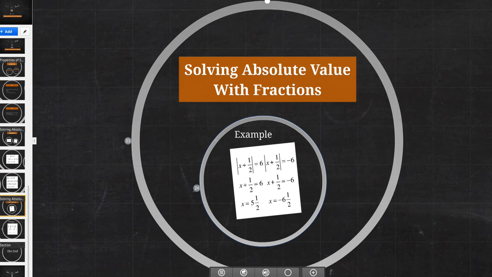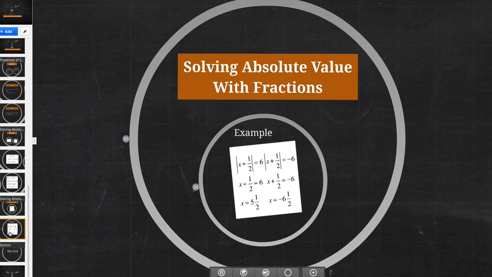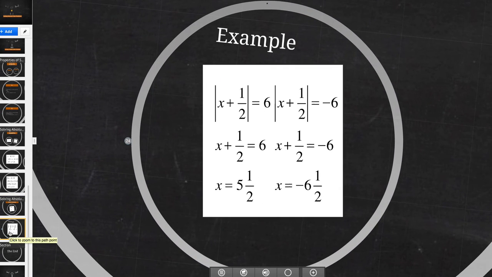Solving absolute value with fractions. The absolute value of x plus 1/2 is equal to 6. Once you get rid of the absolute value signs, you'll have a positive 6 and a negative 6. Then, once you solve it, you'll have x equals 5 1/2 and x equals negative 6 1/2.